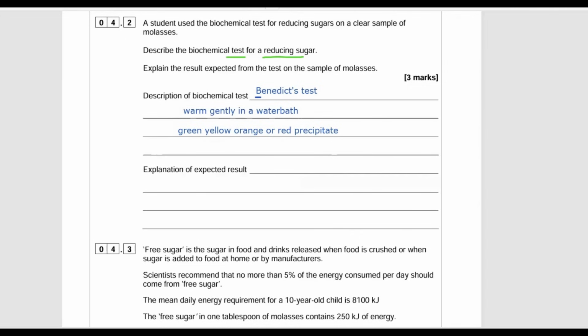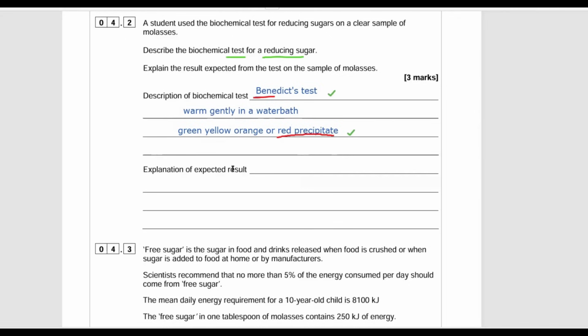You could literally just say red precipitate, but I think they give you the mark for any of these colors because it can legitimately go those colors. And then the name is the Benedict's test and it will form a red precipitate. And Benedict's test begins with B, and it is blue to start with.